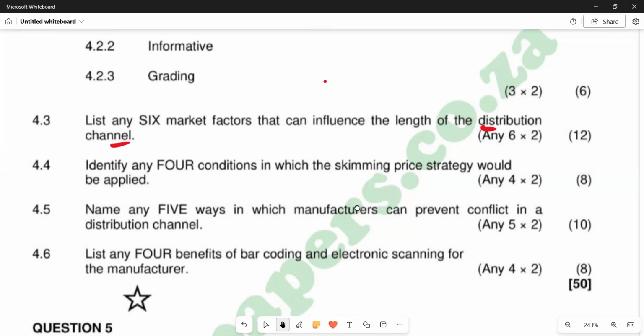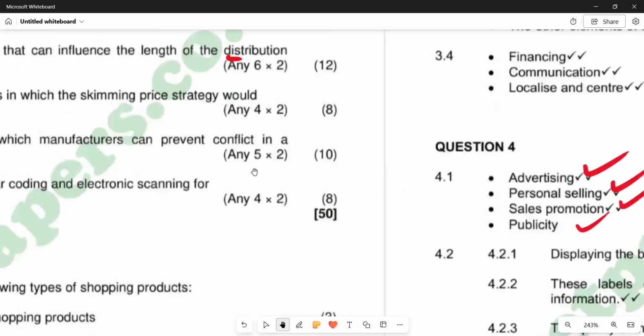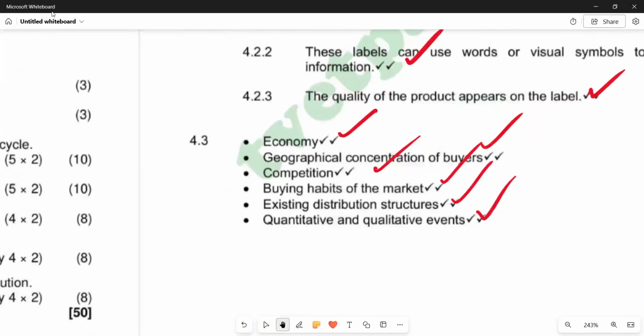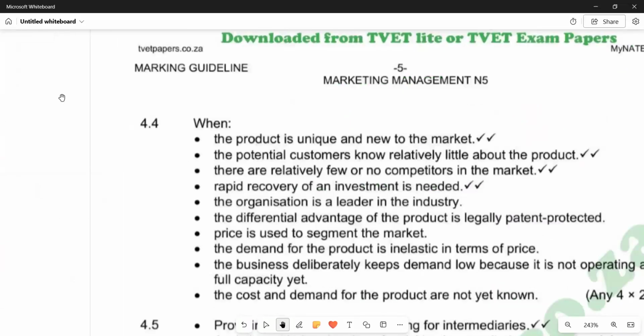Within that context, the question requires us to identify any four conditions in which the skimming price strategy would be applied. So in terms of that, the conditions are: when a product is unique and new to the market. The potential customers know relatively little about the product. There are relatively few or no competitors in the market. Rapid recovery of an investment is needed. The organization is a leader in the industry. So further points we also have that are also correct.